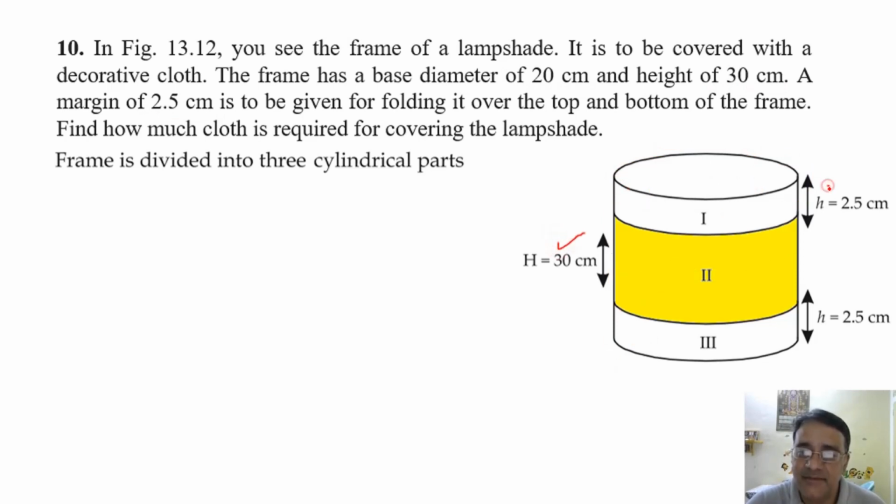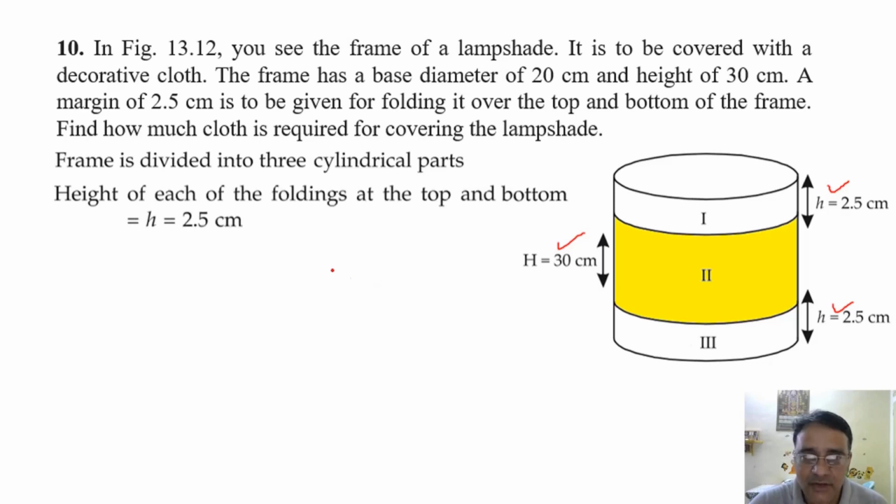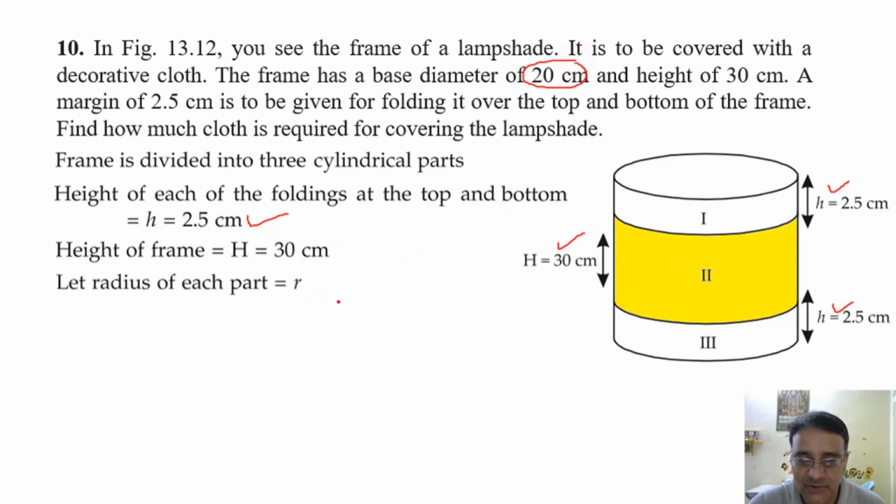This plus this plus this. Clear? 35 centimeters. Okay. So now the height of each of the foldings at the top and bottom is 2.5 centimeter, and the height of this frame is also given, 30 centimeter, and the diameter is given, 20 centimeter. So what will be the radius? 10. Right, the radius will be 10 centimeter.